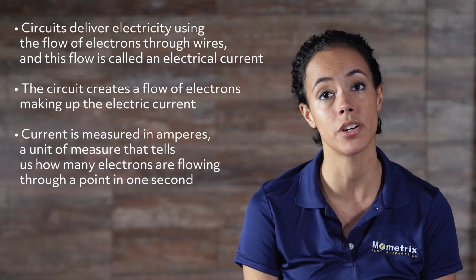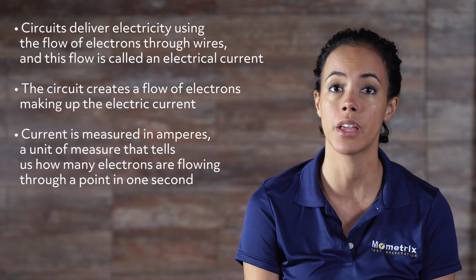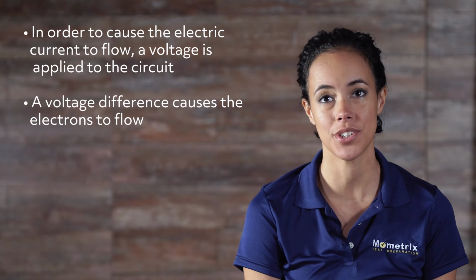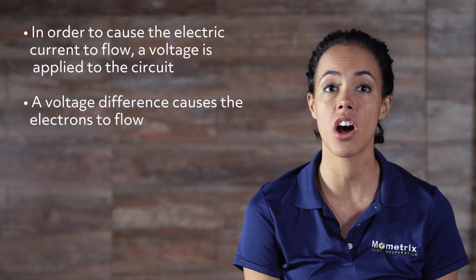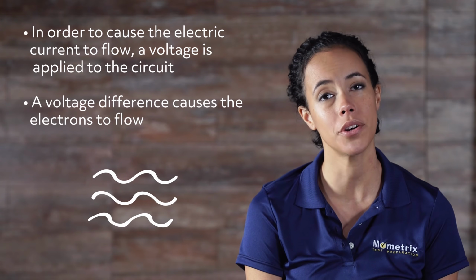Current is measured in amperes, which is a unit of measure that tells us how many electrons are flowing through a point in 1 second. In order to cause the electric current to flow, a voltage is applied to the circuit. A voltage difference causes the electrons to flow, just like a change in water pressure causes the water to flow.